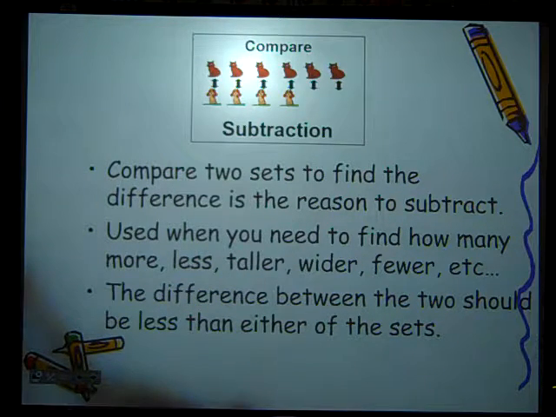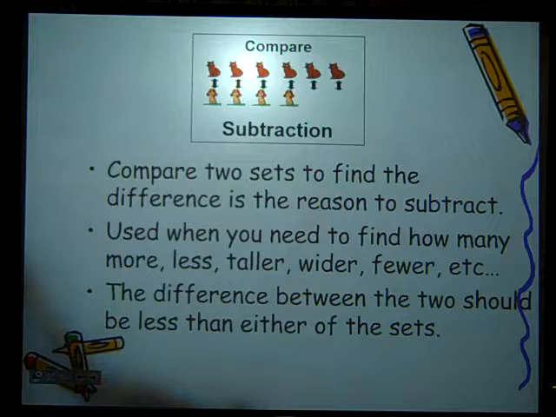Alright, the difference between the 2 should be less than either of the sets. Well, that makes perfect sense. If one student is 5 feet tall and one student is 4 feet tall, what is the difference? The height. What is the difference in their height? 1 foot, right? Is 1 less than 5? Yeah. Is 1 less than 4? Yeah. So the difference should be less than either of the 2 sets.